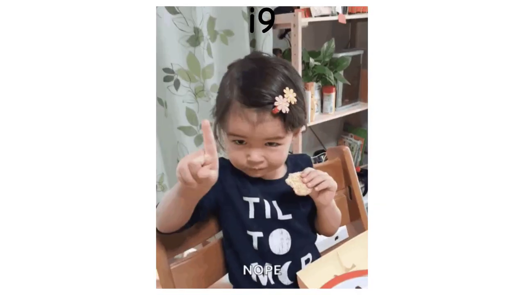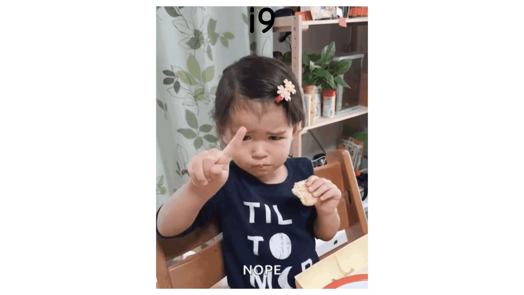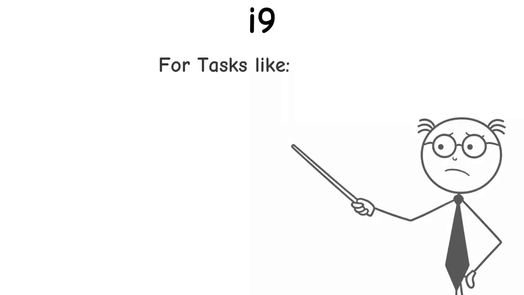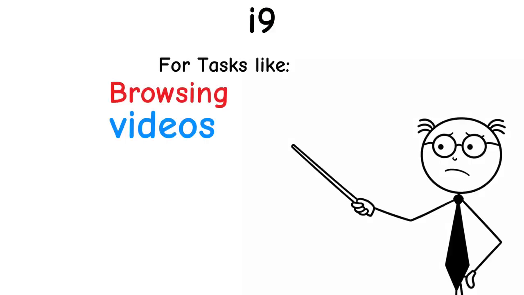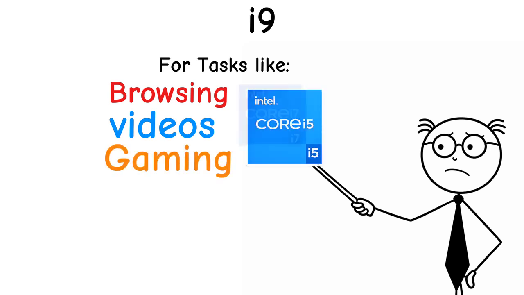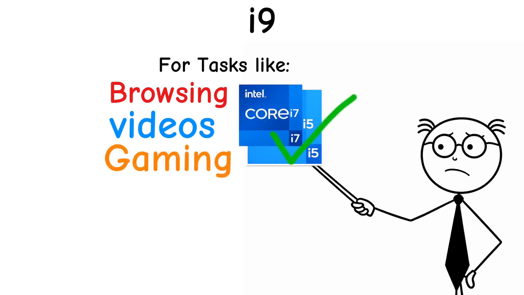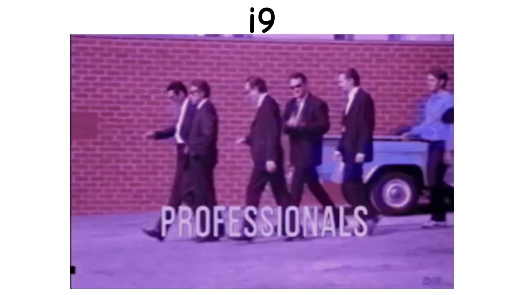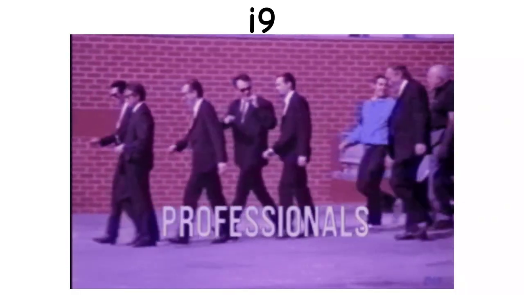However, the truth is most people don't actually need a Core i9 processor. For normal tasks like browsing, watching videos, or even gaming, a Core i5 or Core i7 is already more than enough. Core i9 is mainly useful for professionals who run demanding software every day.